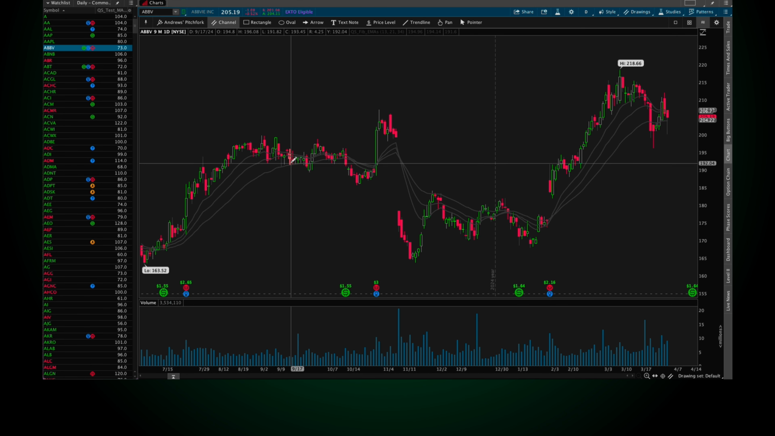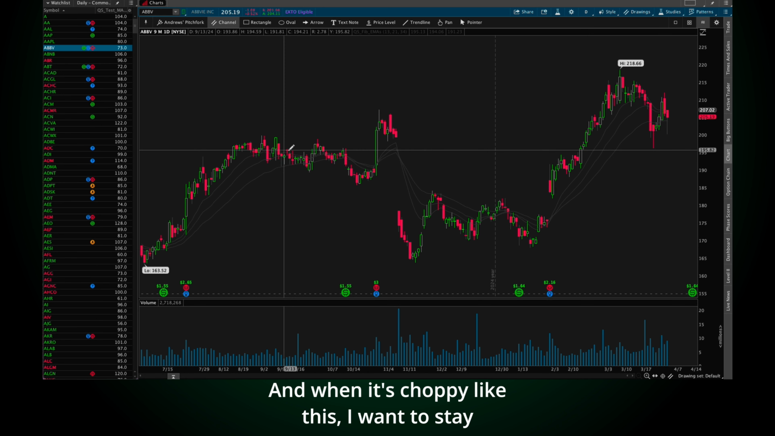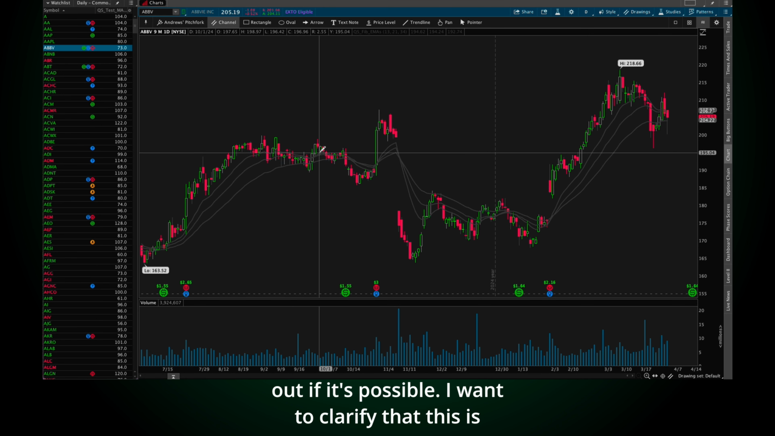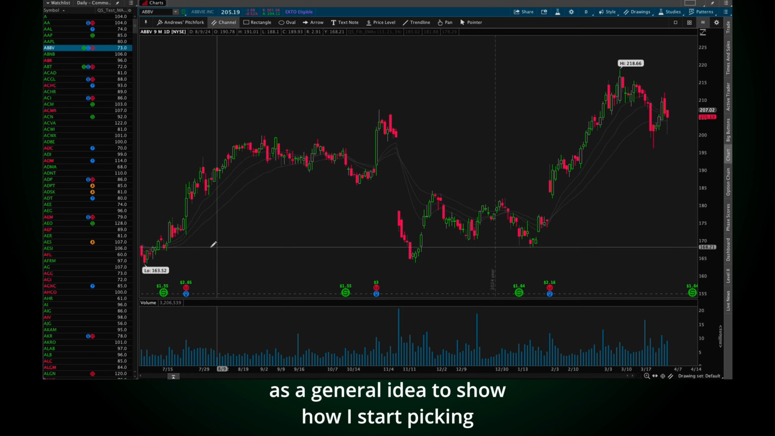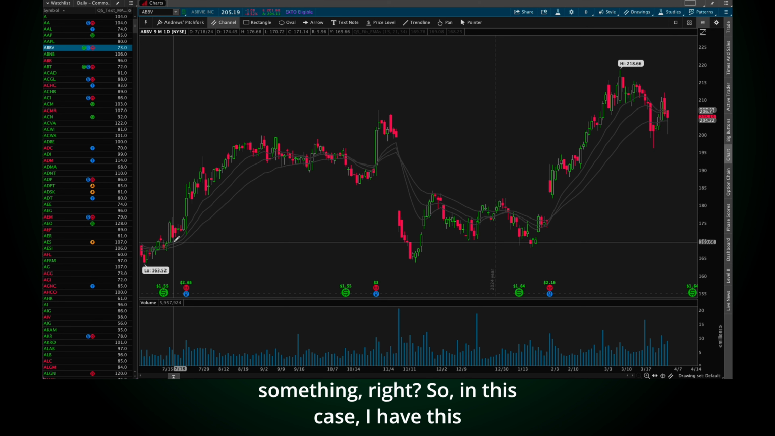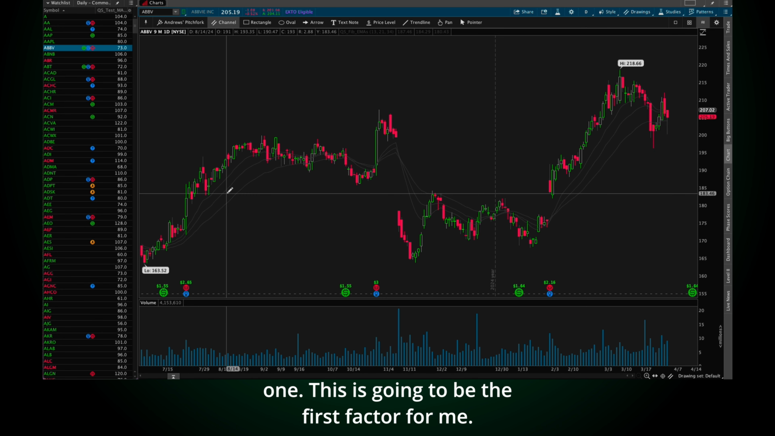And again here. And when it's choppy like this, I want to stay out if it's possible. I want to clarify that this is not something that is going to be tradable or profitable. This is a disclaimer. It's just as a general idea to show how I start picking something, right? So in this case, I have this one. This is going to be the first factor for me.